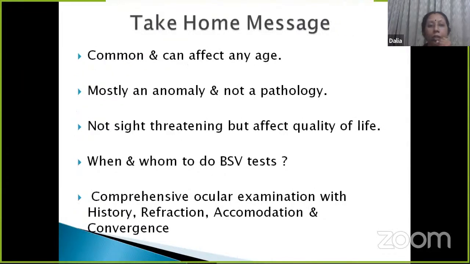So the take-home message is binocular single vision anomalies are common and can affect any age. It is mostly considered to be an anomaly and not a pathology. Even though it is not sight-threatening, it can affect the quality of life of the patient, including scholastic performance and even daily routine activities. Always choose when and in whom to do the BSV test, or do a comprehensive ocular examination with history, complete refraction, and check accommodation and convergence before you take the patient for a binocular single vision test.